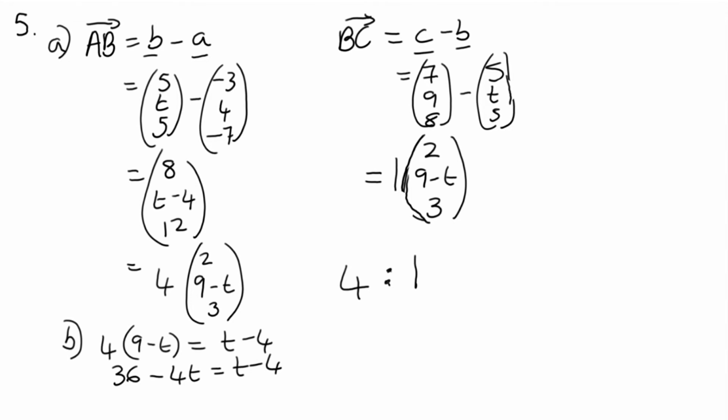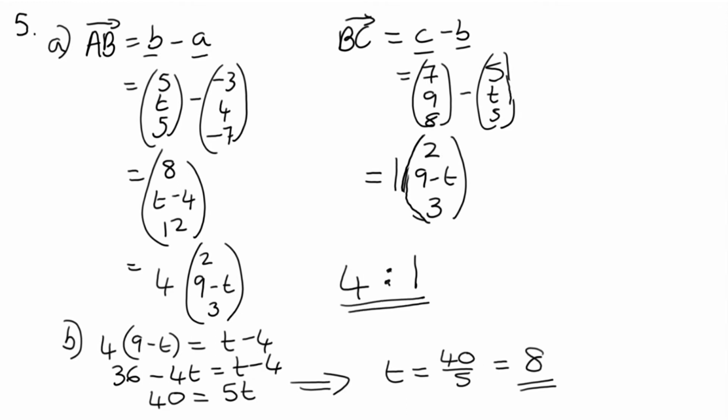So 36, actually I'll add the 4 onto the 36, I'm going to get 40. I'm going to add the 4t onto the t on the other side, I'm going to get 5t. So then we'll go over here, t equals 40 divided by 5, which is 8. So the answer to A was 4 to 1. The answer to B, t equals 8. Number 6.